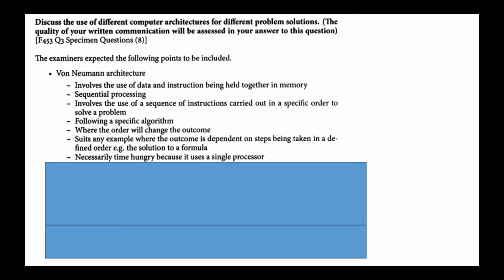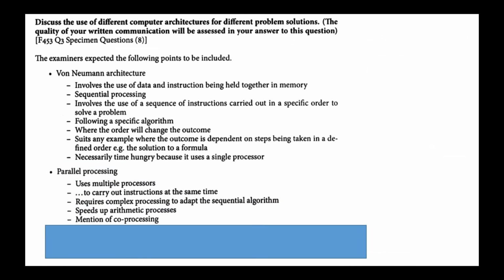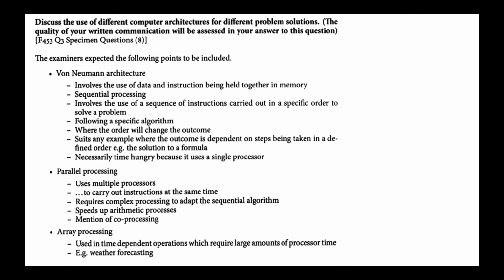So we've had von Neumann. Now the next one is, what is it? I can't remember it. Parallel processing. There we go. It uses multiple processors to carry out instructions at the same time. It requires complex processing to adapt the sequential algorithm. It speeds up arithmetic processes. Mention of co-processing. Now the next one is array processing, used in time-dependent operations which require large amounts of processing time, for example weather forecasting.